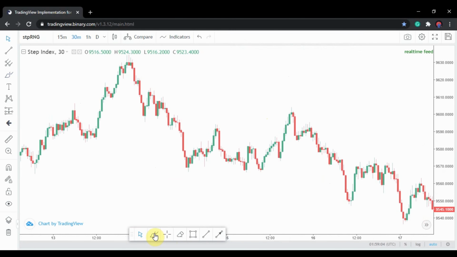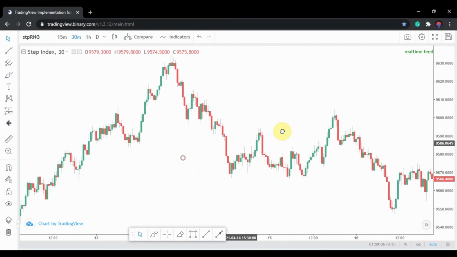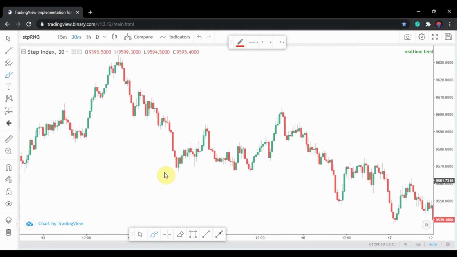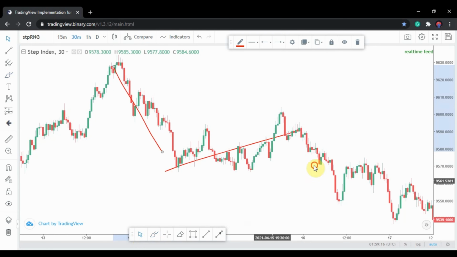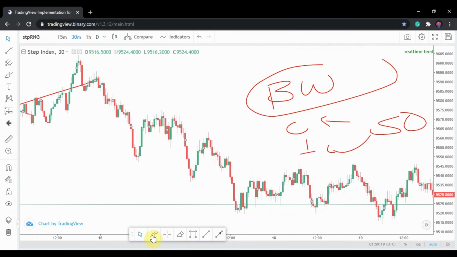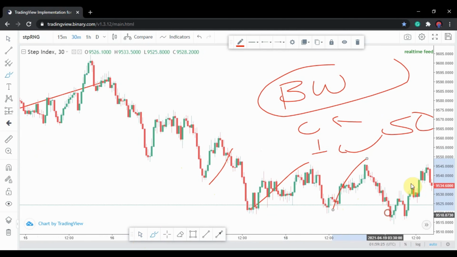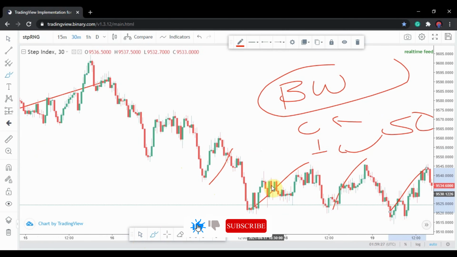As you can see here, if I make an example, this was a corrective wave, but look how big it is. It is almost the size of the impulsive wave. Same thing applies here. You can see how big the corrective waves are, yet they are not supposed to be at this size.